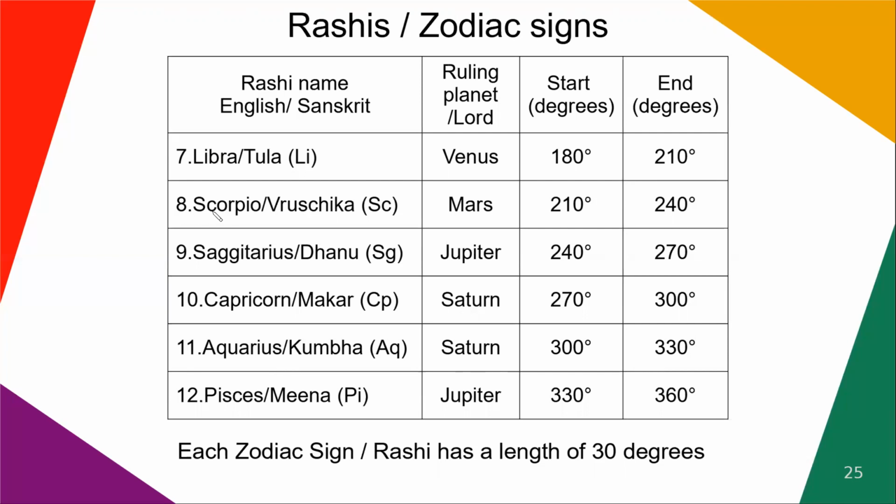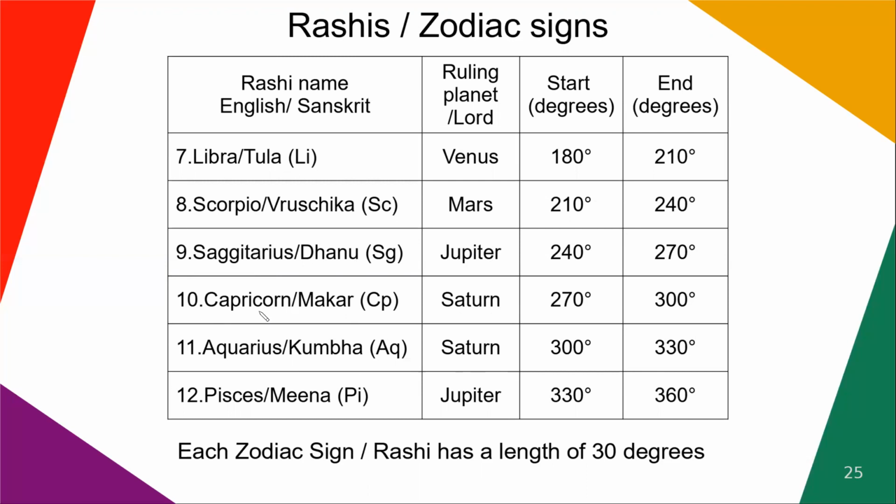Number 8 Rashi is Scorpio or Vrishchika in Sanskrit. Its ruler is Mars and it starts at 210 degrees and ends at 240 degrees in the zodiac. Number 9 zodiac sign is Sagittarius or Dhanu in Sanskrit. Jupiter is the ruler of Sagittarius. It starts at 240 degrees and ends at 270 degrees in the Rashi Chakra.